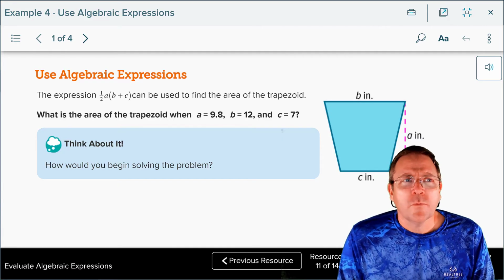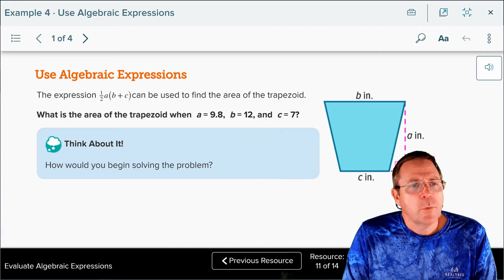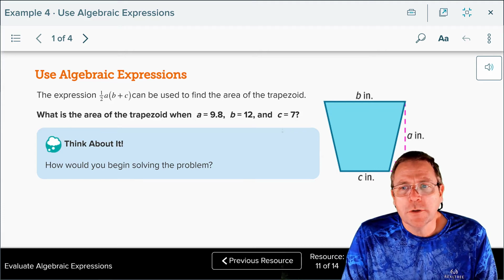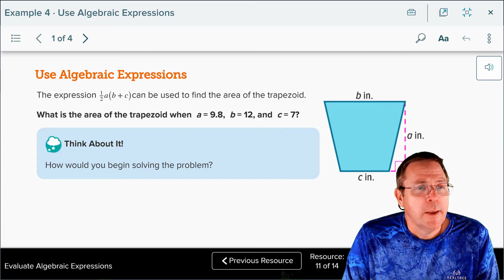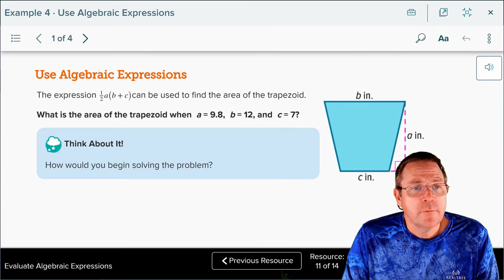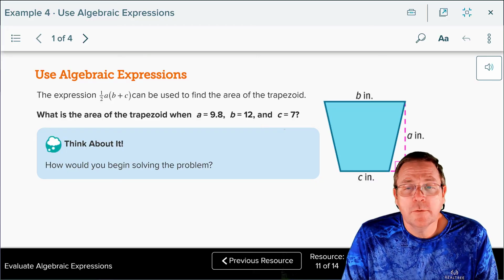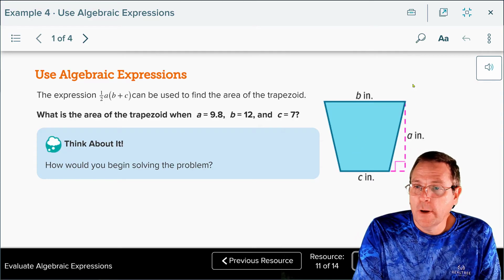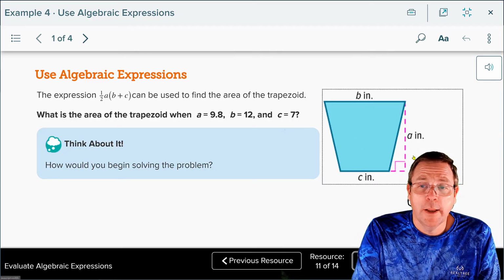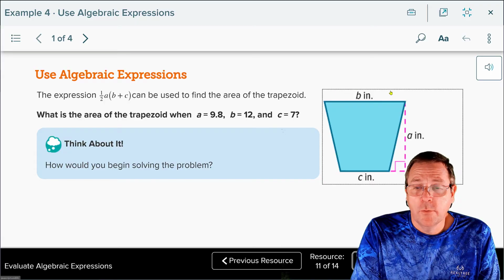Our textbook has one more example for us where we're going to use an algebraic expression to find something involving this trapezoid. So let's find out what it is. The expression 1/2 times A times the sum of B and C can be used to find the area of the trapezoid. What is the area of a trapezoid when your A value, that's your distance here, is 9.8, your B value is 12, and your C value is 7?